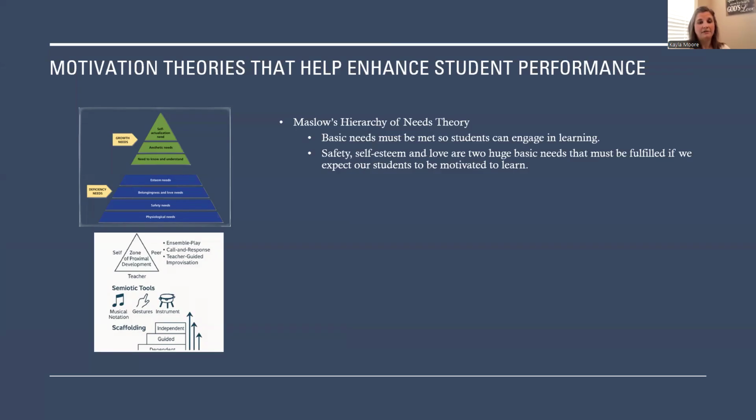Like safety, self-esteem, and love, those are three of the huge basic needs that must be fulfilled if we expect our students to be motivated to learn, as well as taking care of any hunger that they might have. Just think, if you're hungry, can you really focus?